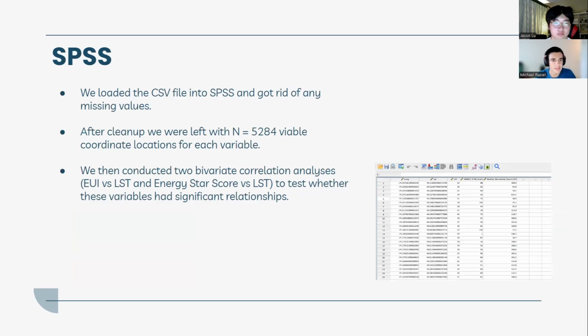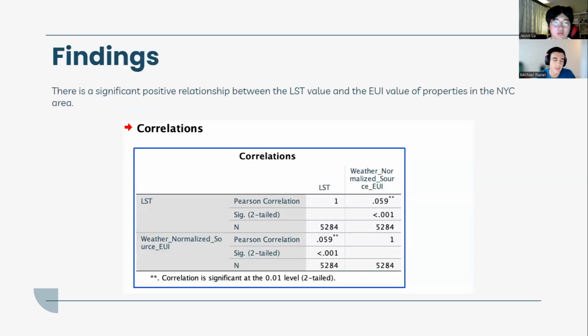We loaded the CSV file into SPSS and got rid of any missing values. After cleanup, we were left with a sample size of n equals 5,284 viable coordinate locations for each variable. We then conducted two bivariate correlation analyses, EUI versus LST and Energy Star score versus LST, to test whether these variables had significant relationships. So these are our findings.